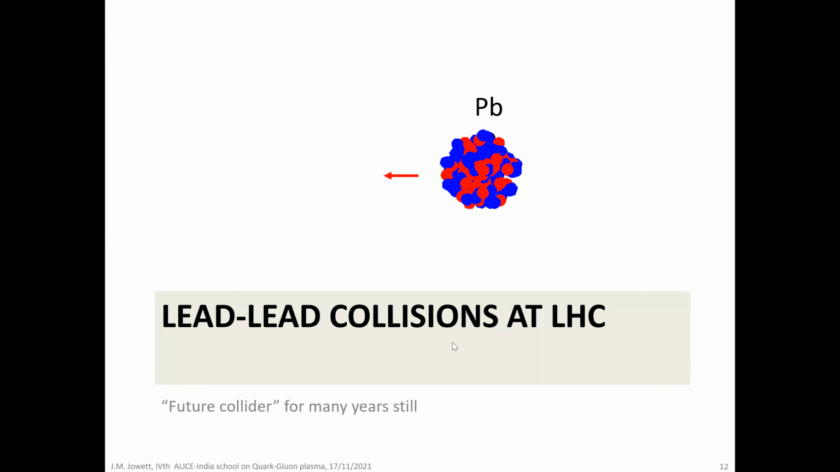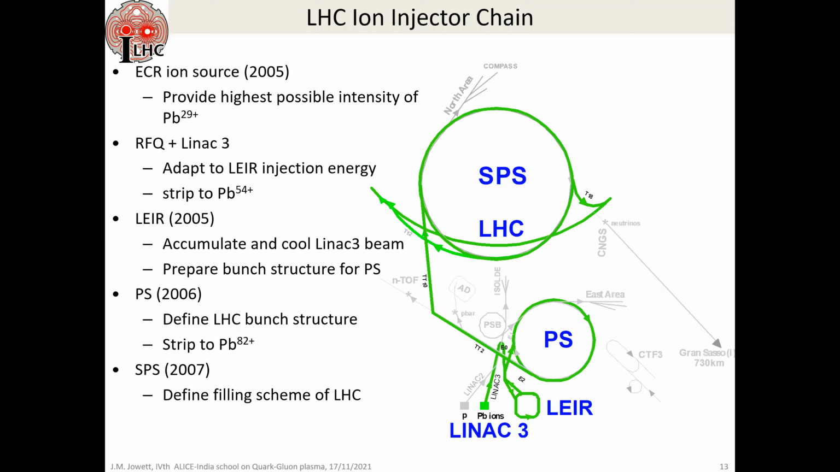So now I want to turn to the story of lead-lead collisions at LHC. And this is still a future collider because there's a lot still to come. To provide the beams to the LHC, we have the LHC ion injector chain, which is partly common with protons, but partly especially specialized for heavy ions. It starts with an electron cyclotron resonance ion source, which was commissioned in 2005. This provides lead 29 plus ions to the RF quadrupole and LINAC 3, which adapts it to the injection energy of the next machine.